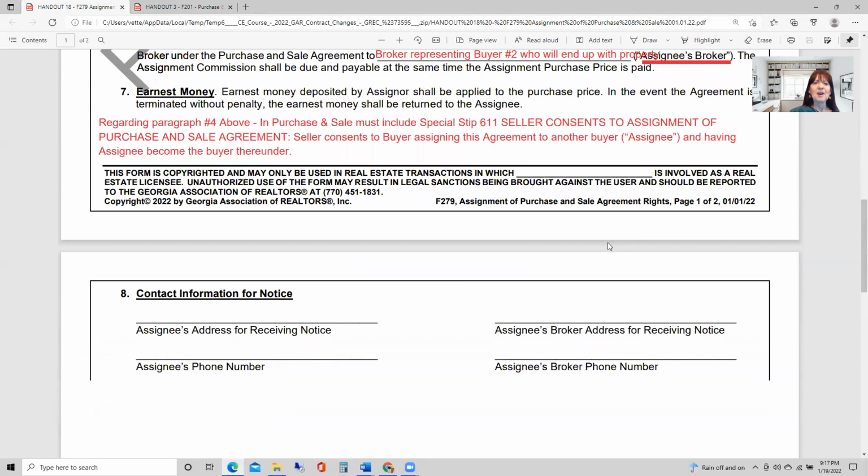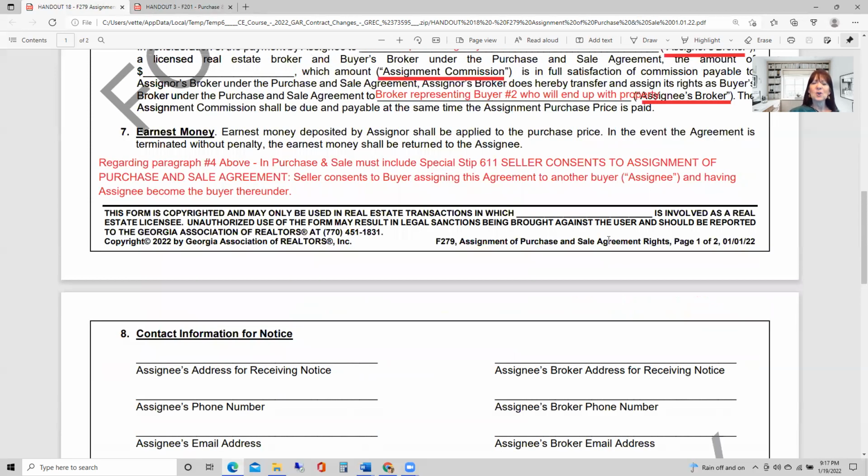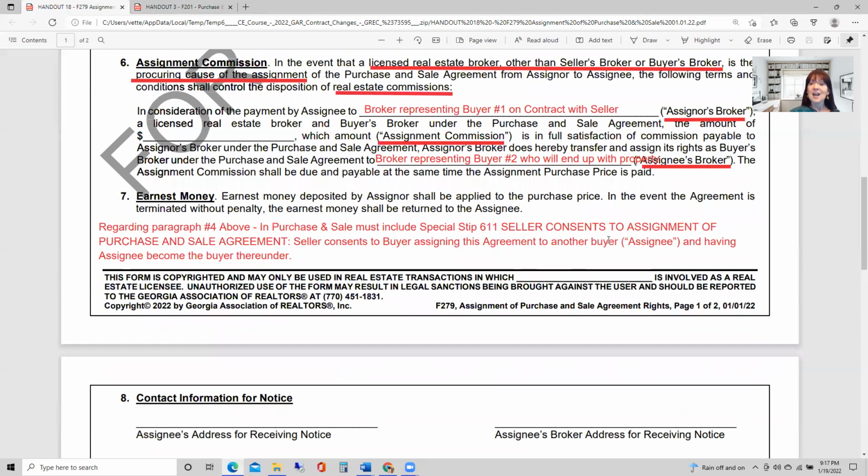Then we have to talk about earnest money. And it says earnest money deposited by the assignor, the middleman, the investor, shall be applied to the purchase price. In the event the agreement is terminated without penalty, the earnest money shall be returned to the assignee. So again, it gets a little complicated. I just want to go over a couple of things.